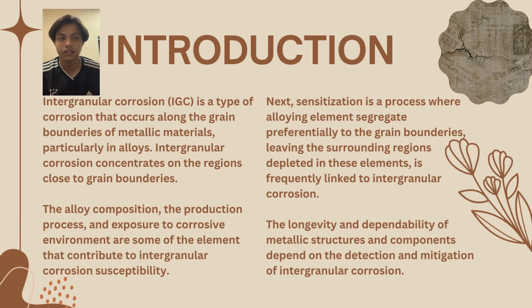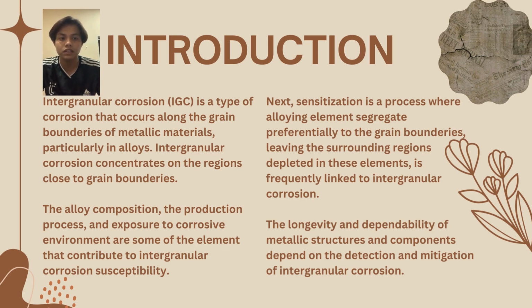I will present about the introduction. Intergranular corrosion (IGC) is a type of corrosion that occurs along the grain boundaries of metallic materials, particularly in alloys. Intergranular corrosion concentrates on the region close to grain boundaries.